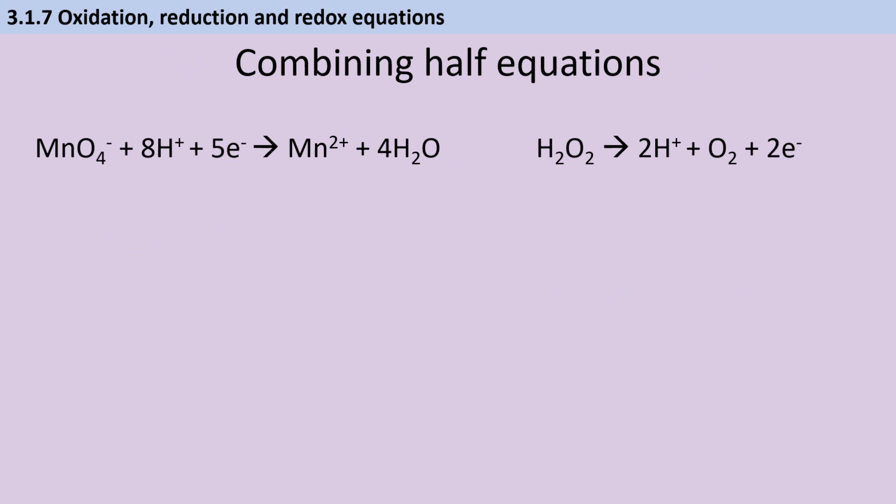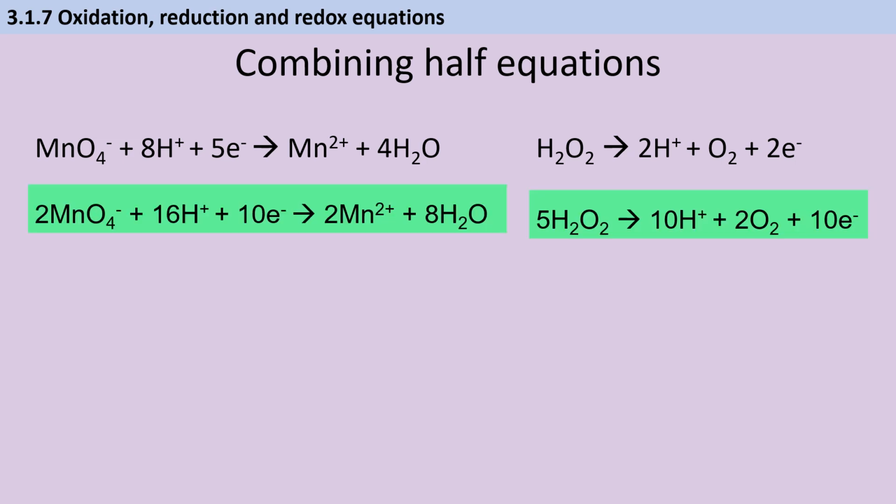If you're going to combine two half equations, you need to have the same number of electrons overall. Here I've got 5 on my left hand side and 2 on my right hand side. So the lowest common multiple of those would be 10. And so I'm going to take this first equation and times it by 2, and the second equation and times it by 5.